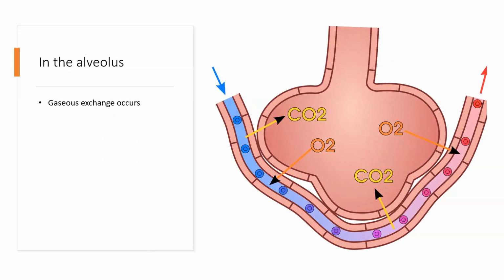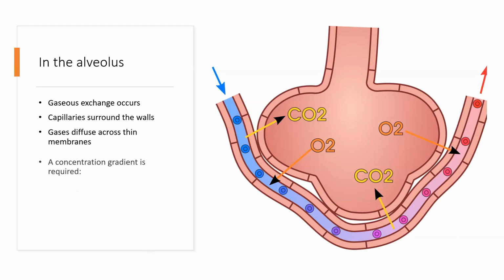So in the alveolus, this is where gaseous exchange occurs. Capillaries surround all those walls. When we get to do a lung dissection, you'll see it's very rich, okay, because there's so many capillaries. Gases diffuse across the thin membranes. Okay, it's very, very thin, and we're going to look at the different cells that are involved with this. So we have a concentration gradient to allow this diffusion to move.